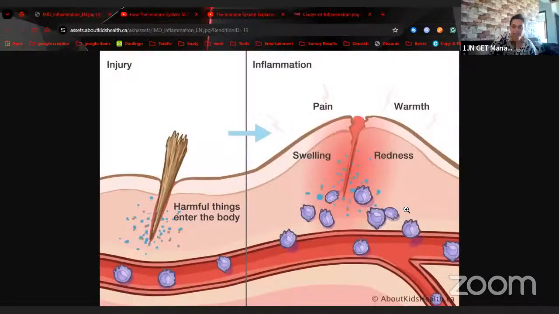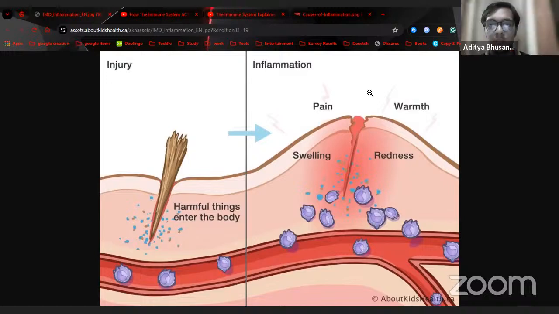Now, inflammation is, well, I'll show you this picture. Okay, so this is really what inflammation looks like underneath the skin. Right? Can you see this? Can everyone see this? Just still loading. No, the screen is not. Yeah, now we are able to.